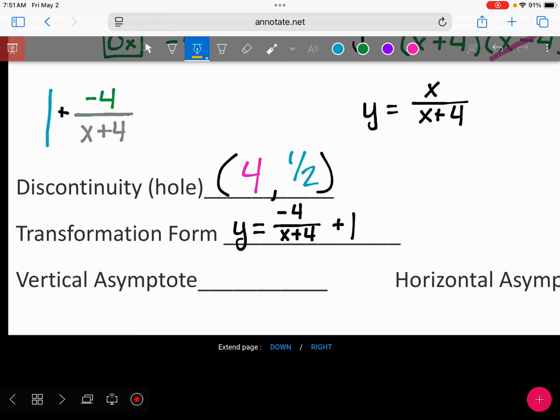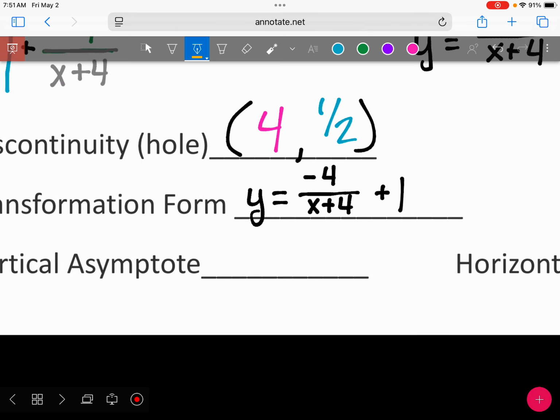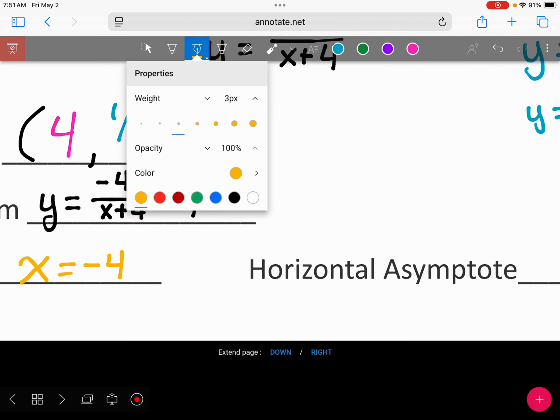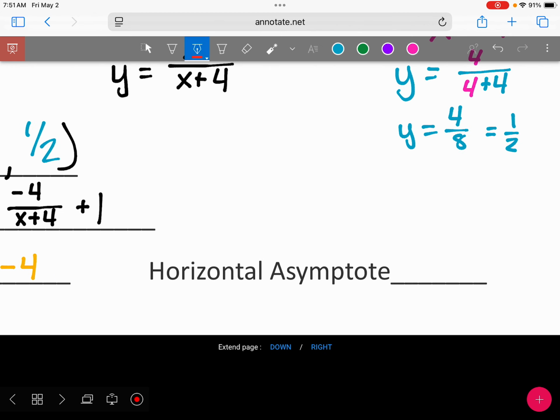It happens. So let's grab our asymptotes on this one. What is our vertical asymptote going to be? Vertical is x, so that would be negative 4. x equals negative 4. And what's our horizontal asymptote going to be? y equals 1.